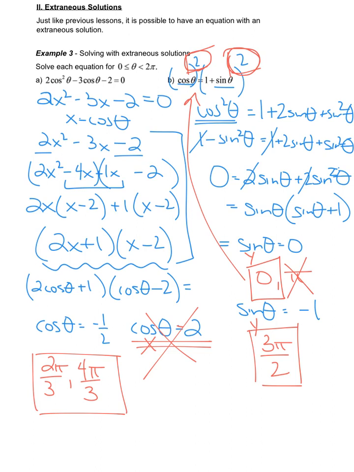So cosine of 0 is 1, sine of 0 is 0, so 1 equals 1. That does check off. When you plug in pi, cosine of pi is negative 1, sine at pi is 0, negative 1 does not equal 1. That's why that value does not check. Same kind of rationale with 3 pi halves, it does work out in the end.